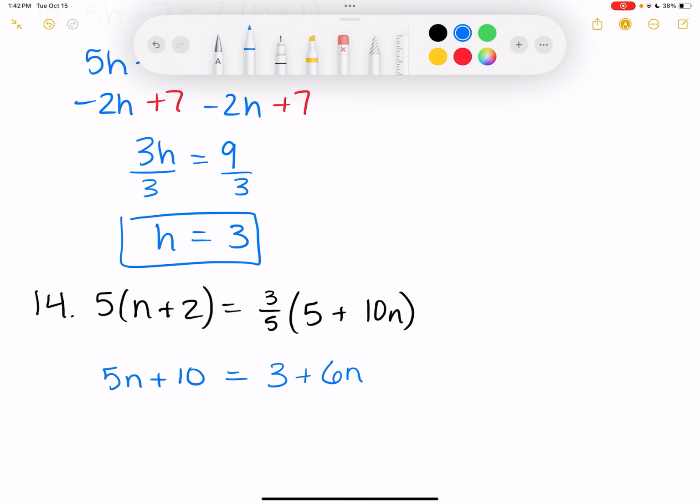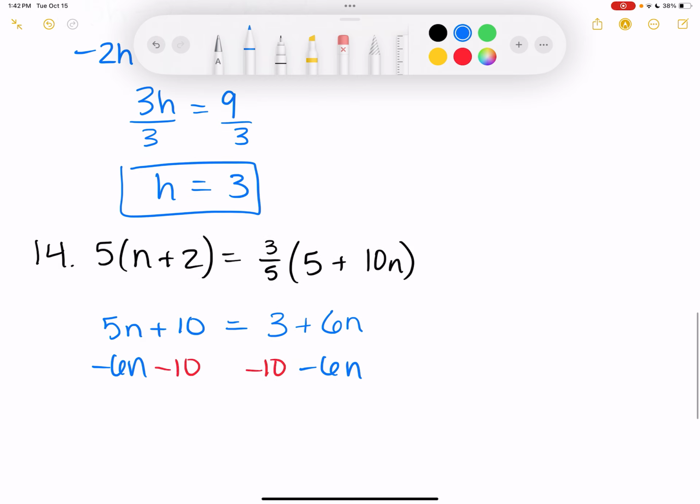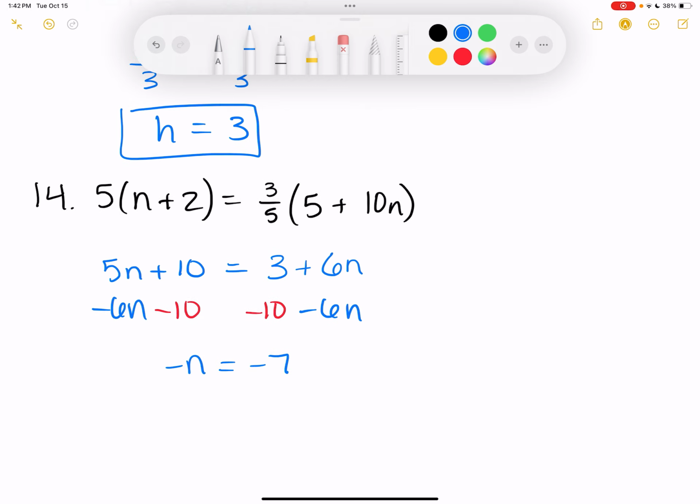All right, what do I do now? And I don't care if we go left or right. Tell me what you want to do. Minus 6n. What else can I do? Minus 10. So when I do that, I get what? Negative 1 equals negative 7. Now what do I do? Divide by negative 1. So I get n equals 7. All right, any questions about those so far?